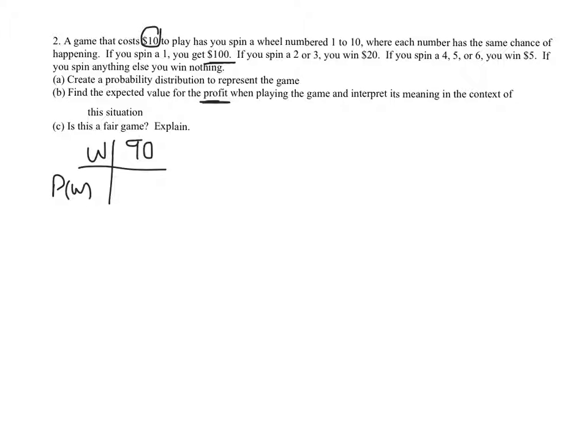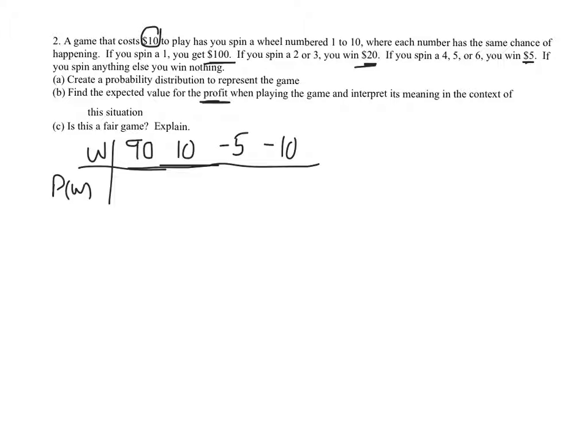If I get a 2 or a 3, I win $20, which means my profit after I subtract the $10 would be 10. With a 4, 5, or 6, I win $5, which actually, 5 minus the 10 means I would lose $5. And then if I spin anything else, I win nothing. Well, 0 minus 10 means my last profit would be negative $10.